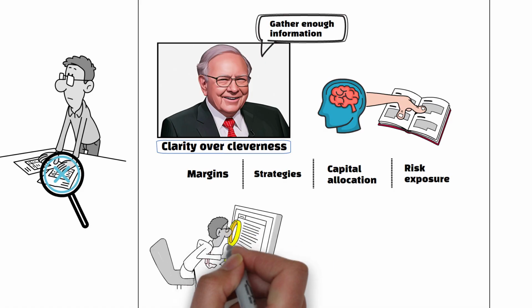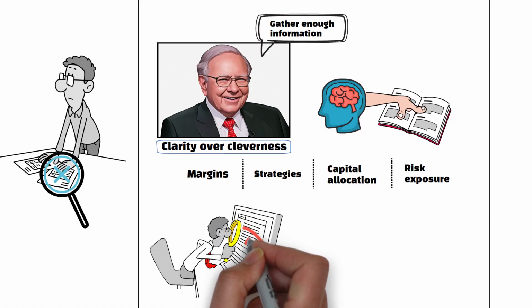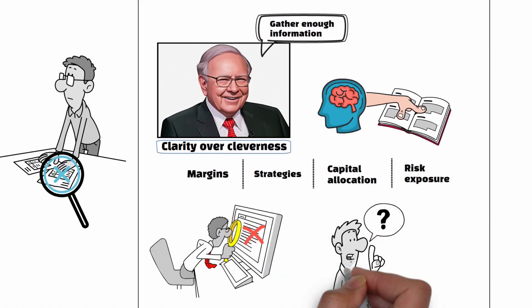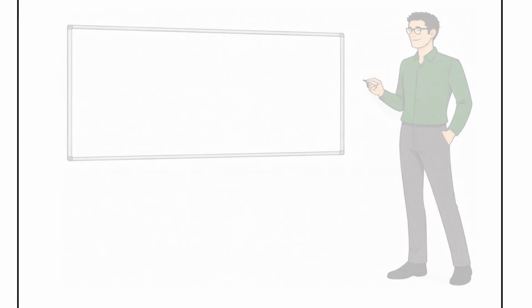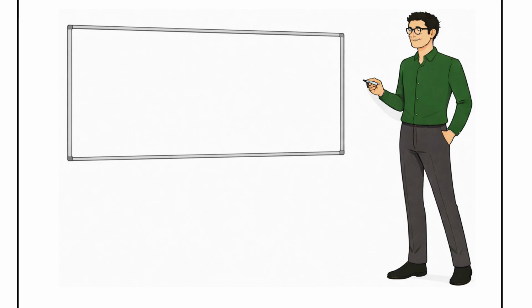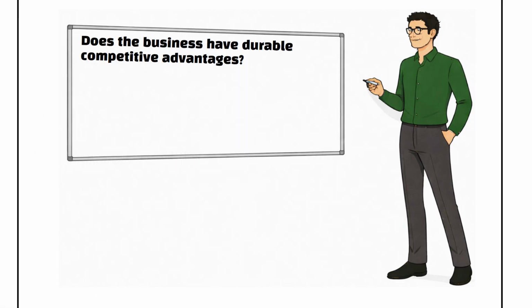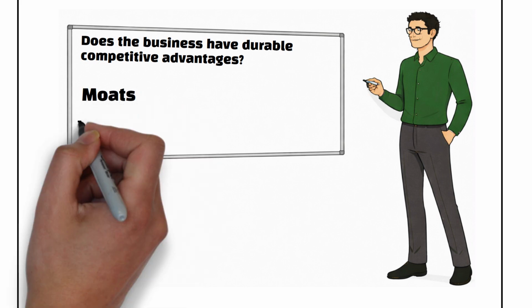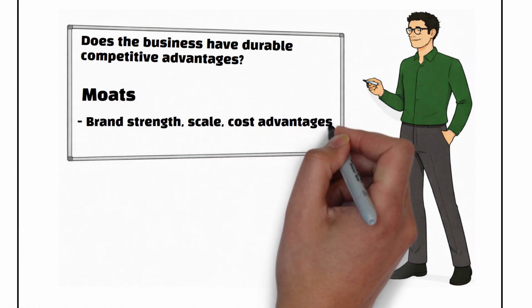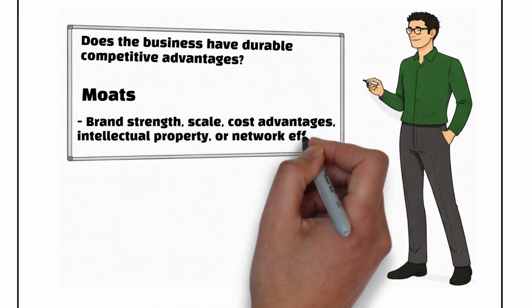So, what is Buffett really trying to learn? He's not searching for a single metric or signal. Instead, he's asking deeper questions. How exactly does the business make money? Will it still be strong 10 years later? Are management behaving like owners and have shares in the company? Does the business have durable competitive advantages? Those advantages, which he often calls moats, may come from brand strength, scale, cost advantages, intellectual property, or network effects.